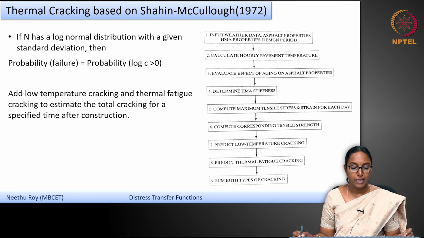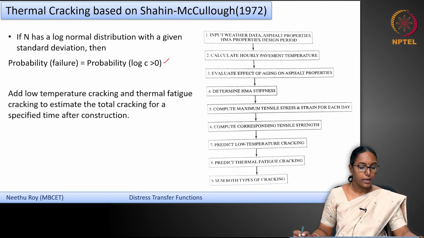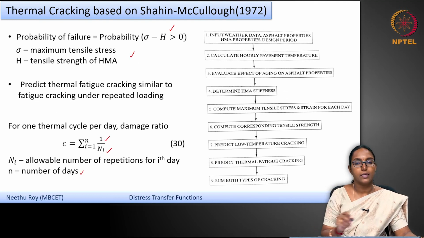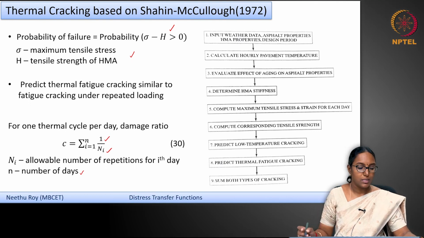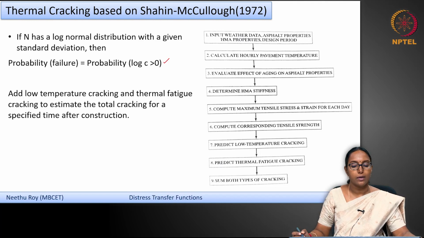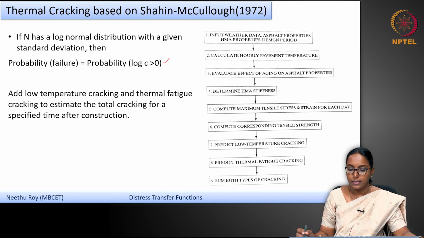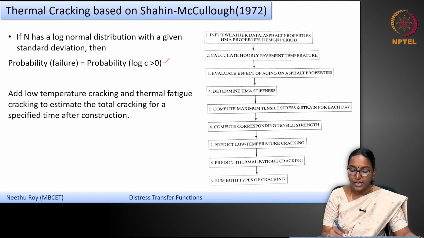Then the probability of failure is when the probability of log C is greater than 0. Now, what is C? This is the damage ratio for one thermal cycle. When log C is greater than 0, it means that C is always less than 1, that is C has not crossed 1. So when the damage ratio is less than 1, the pavement does not fail. Okay, it is safe.